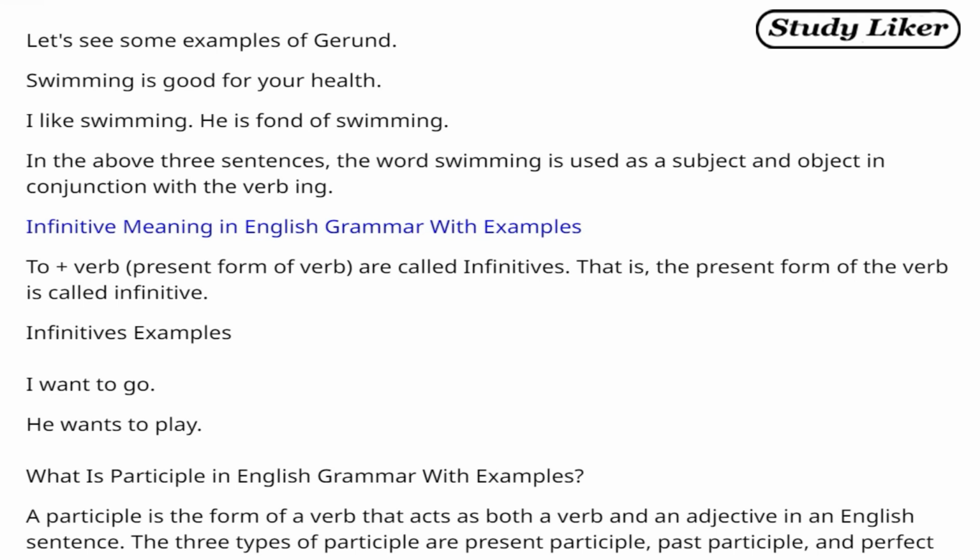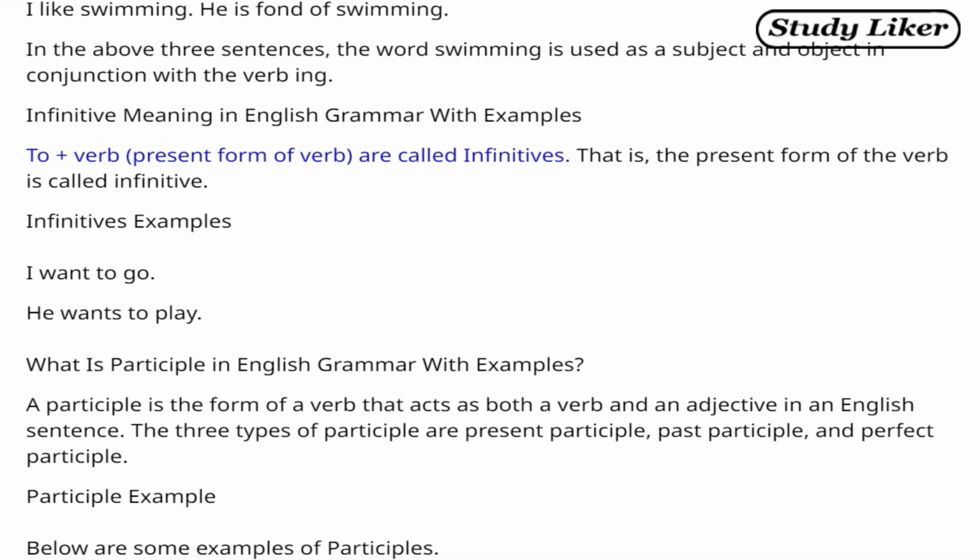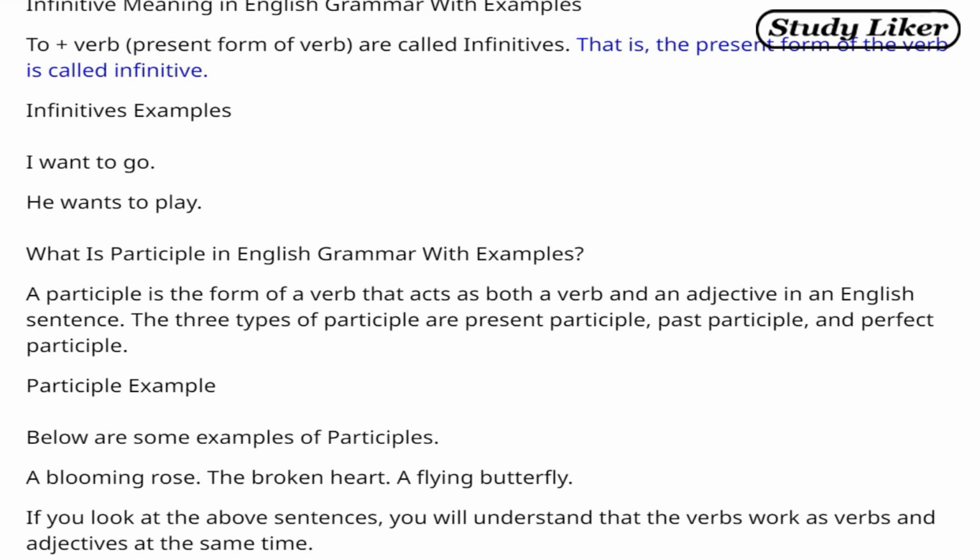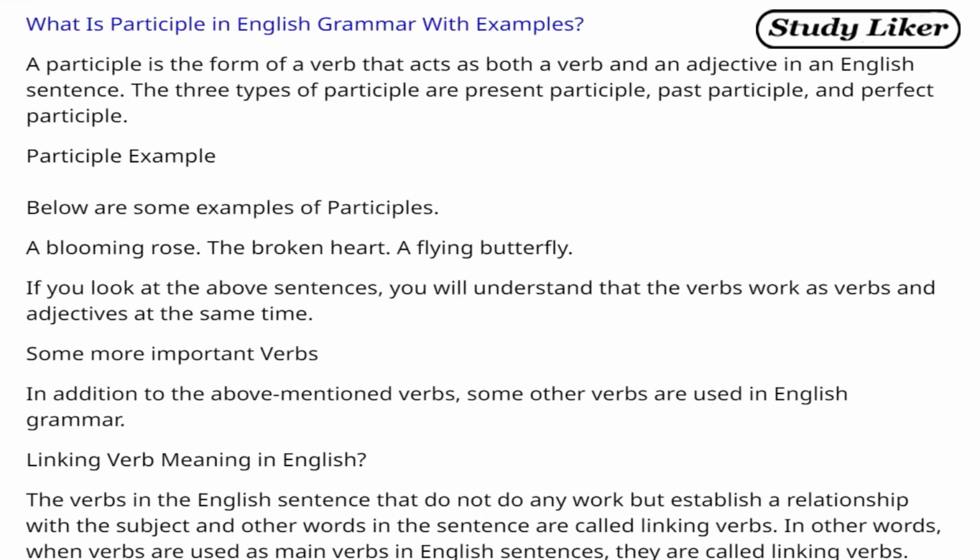Infinitive meaning in English grammar with examples. To plus verb, the present form of verb, is called infinitive. That is, the present form of the verb is called infinitive. Infinitive examples. I want to go. He wants to play.